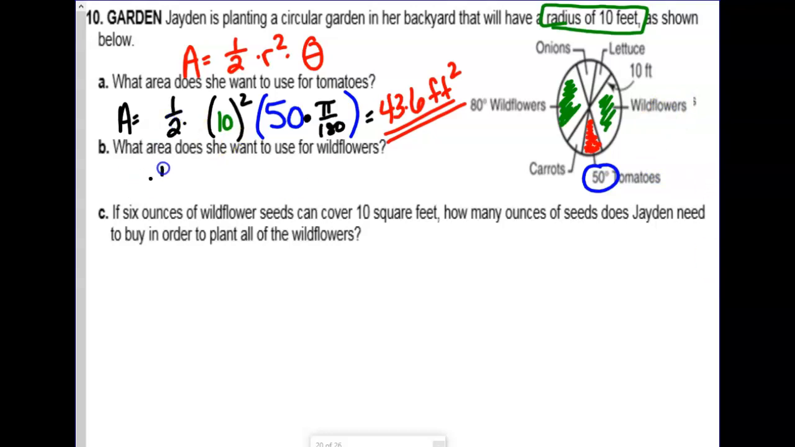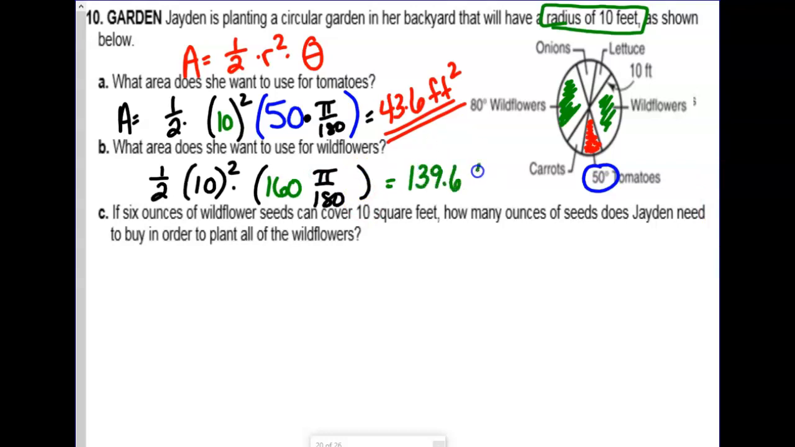Very similar setup. 1/2 radius squared times, now this time, like we said, instead of 80 degrees, it's 160 degrees. But don't forget, we need radians. So I'm going to throw the conversion into the formula. And I think we get 139.6 feet squared. And I will be really stinking picky about your labeling, guys.